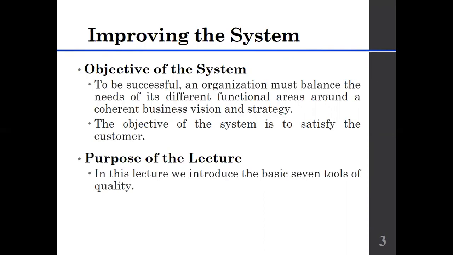The objective of the system is to be successful. An organization must balance the needs of its different functional areas around a coherent business vision and strategy. The objective of the system is actually to satisfy the customer. And the purpose of this lecture is to introduce the basic seven tools of quality.